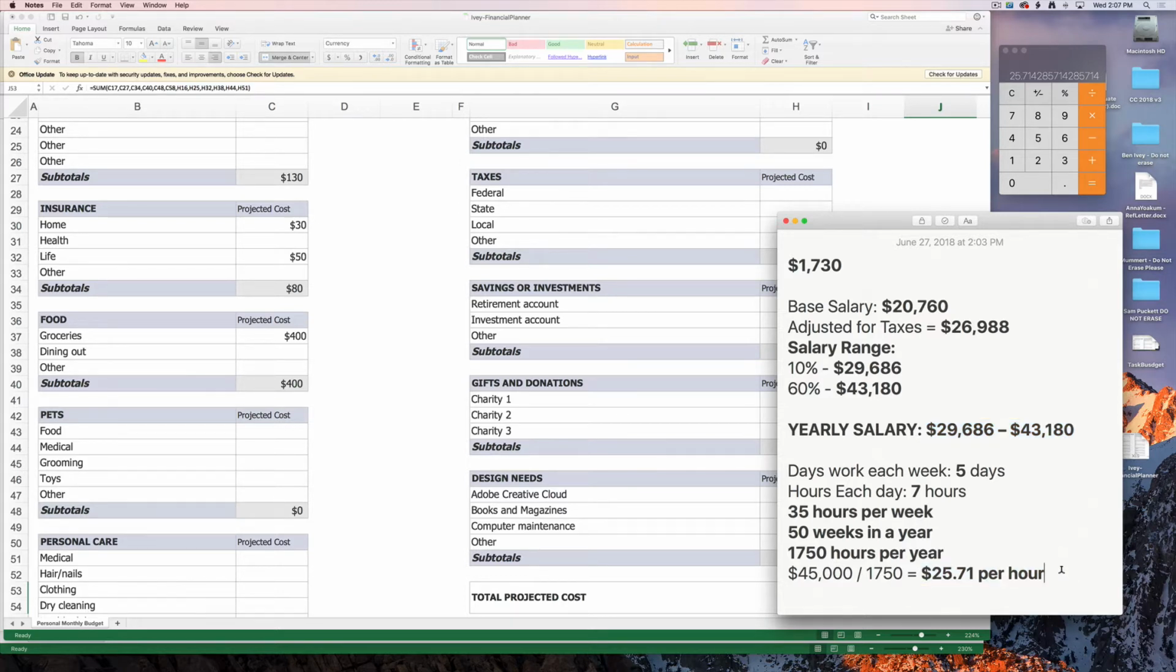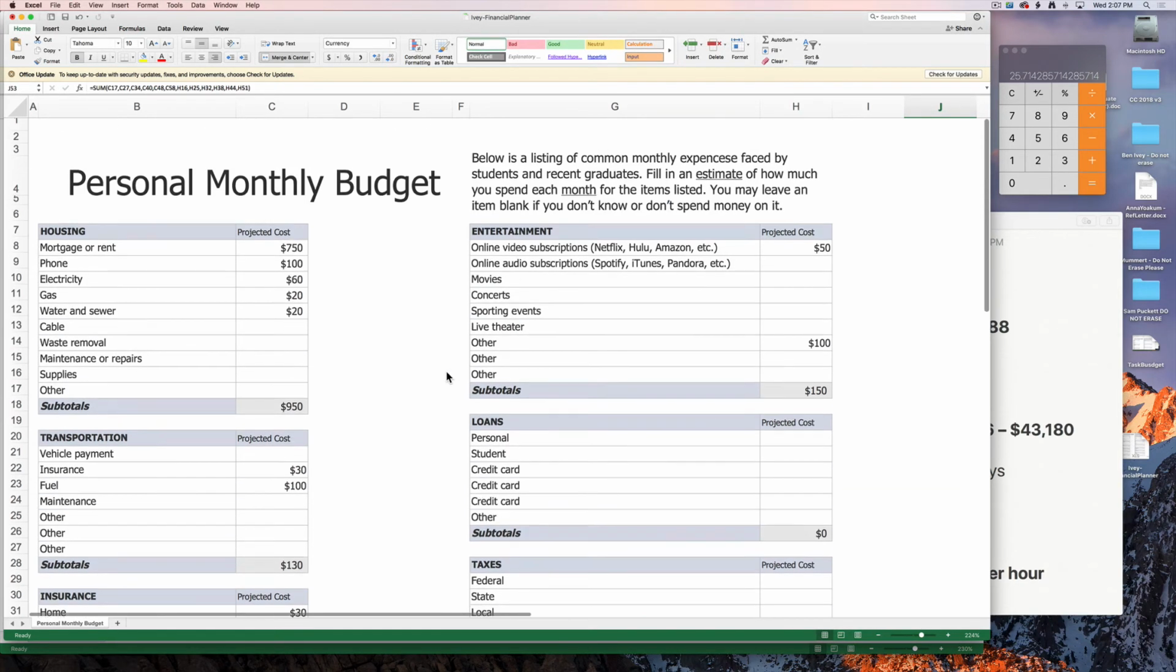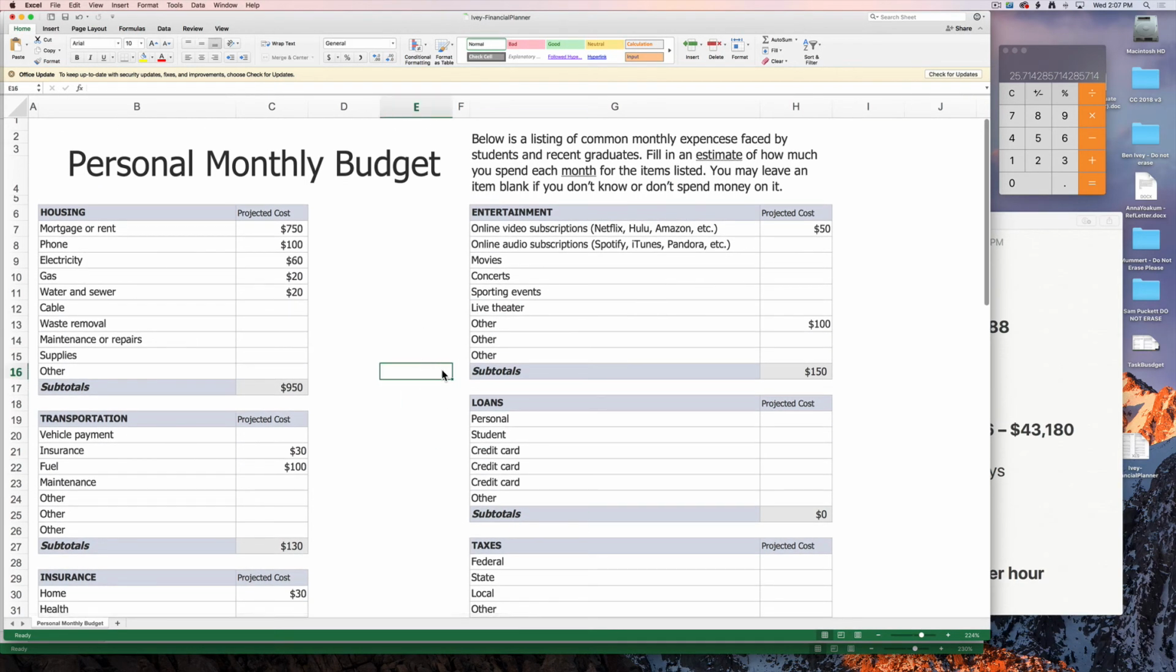For this week's online quiz, make sure you save all of this information as these will be part of the answers that you'll turn in. Additionally, save your financial planner and upload it to the Moodle page as part of your task grade.